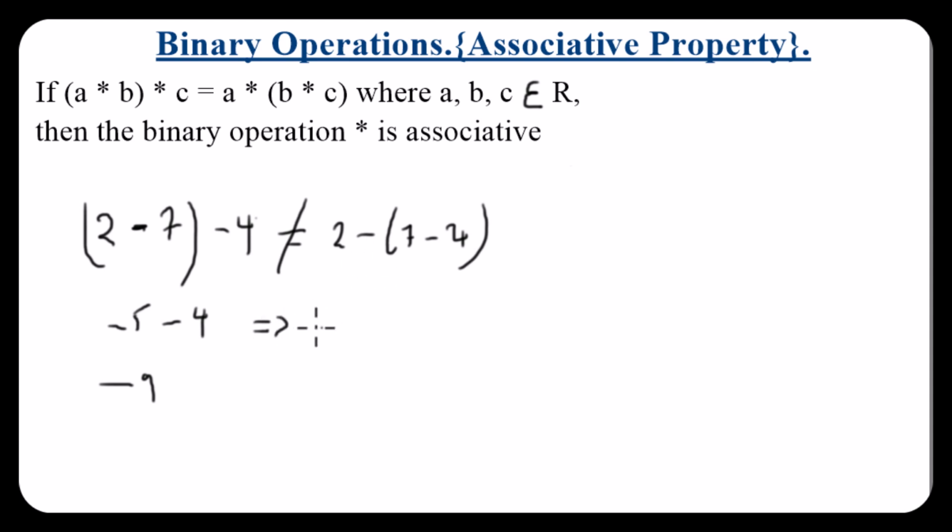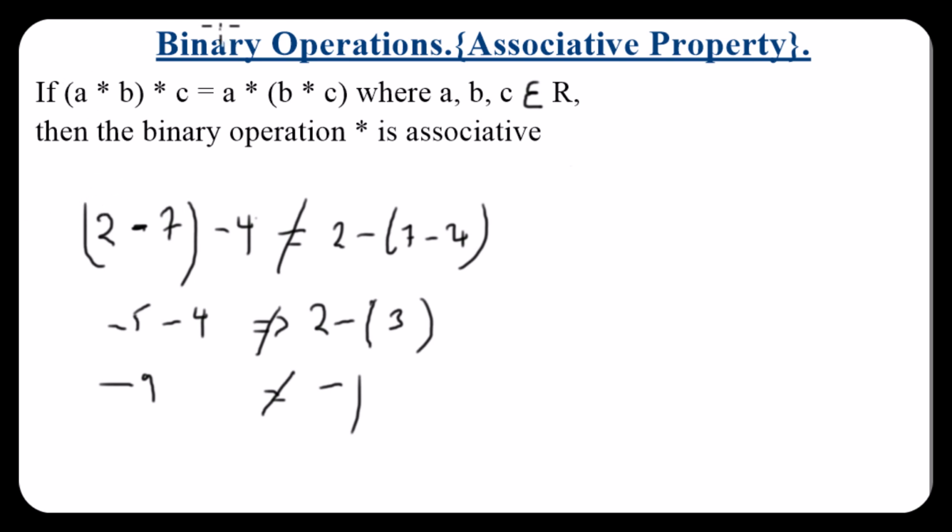So again, this is 2 minus (7 minus 4). 7 minus 4 is 3, and then 2 minus 3 is minus 1. So you can see that minus 9 is not the same thing as minus 1. So definitely subtraction of real numbers is not associative. Remember from our previous video, where we said subtraction also is not commutative because the order of subtraction actually matters.